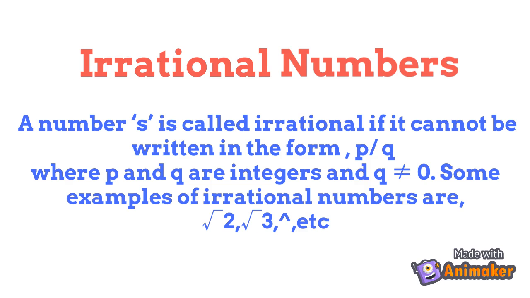So let's see a quick definition of it. A number S, here S is represented as a set, is called irrational if it cannot be written in the form p by q, where p and q are integers, or you can say co-prime also, where q is not equal to 0. Some examples of irrational numbers are root 2, root 3, e to the power something, pi, lambda, etc. Okay, so let's see the sums regarding this irrational number topic.